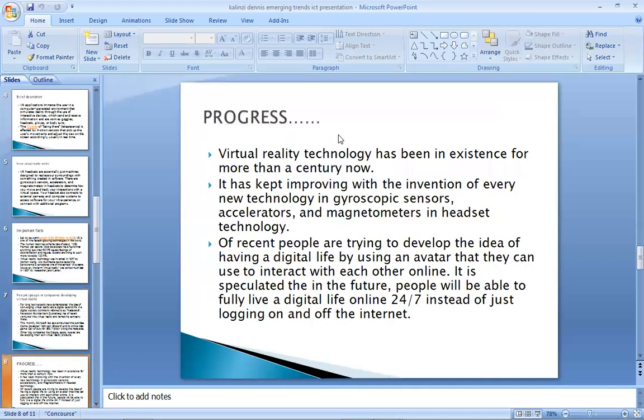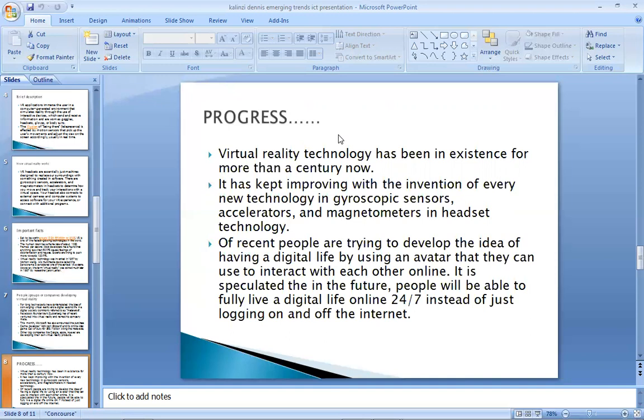The other thing I'm going to talk about is the progress of virtual reality technology, and it has been in existence for more than a century now. It has kept improving with the invention of every new technology in gyroscopic sensors, accelerators, and magnetometers, as I've talked about. Of recent, people are trying to develop the idea of having a digital life by using an avatar that they can use to interact with each other online. As I've talked about the metaverse, this is something that I'm trying to give more light on.